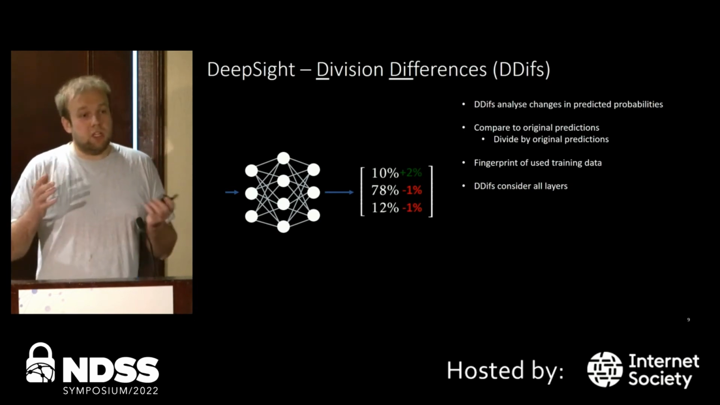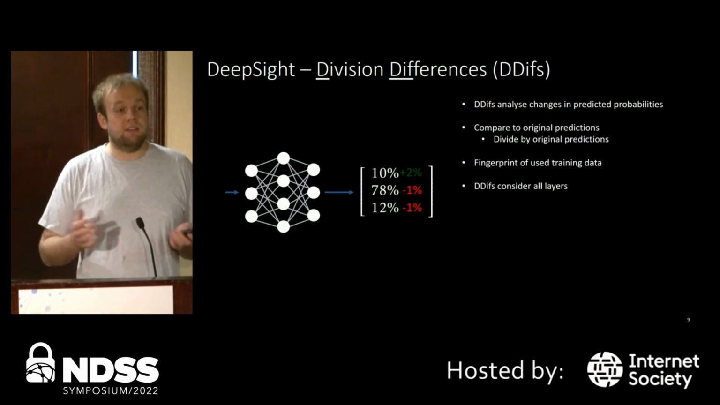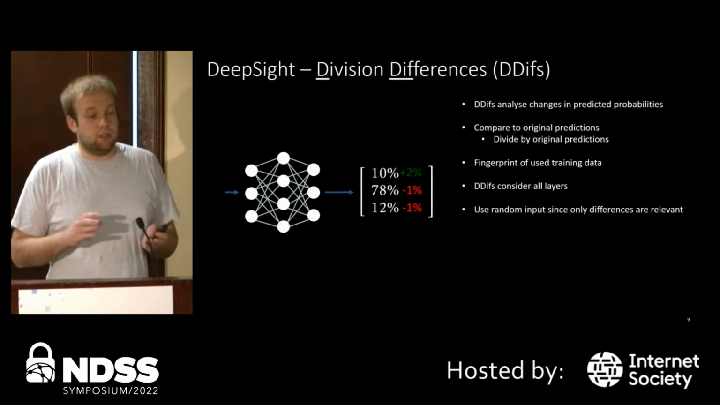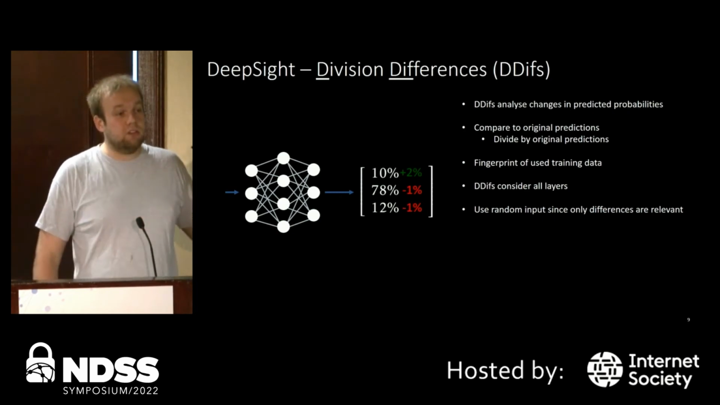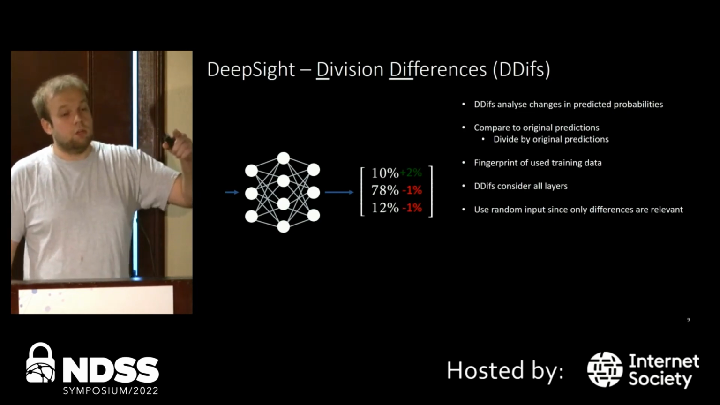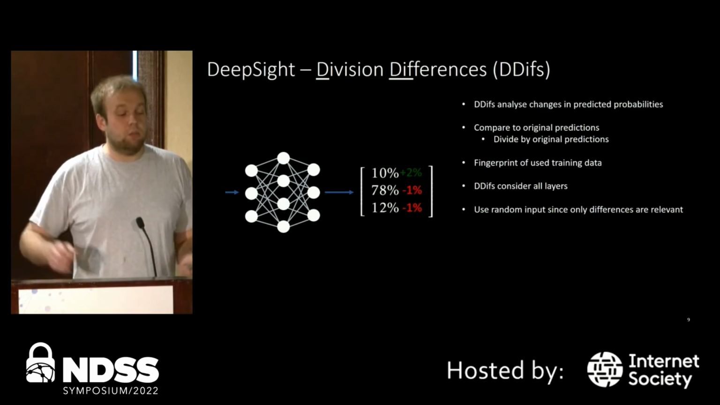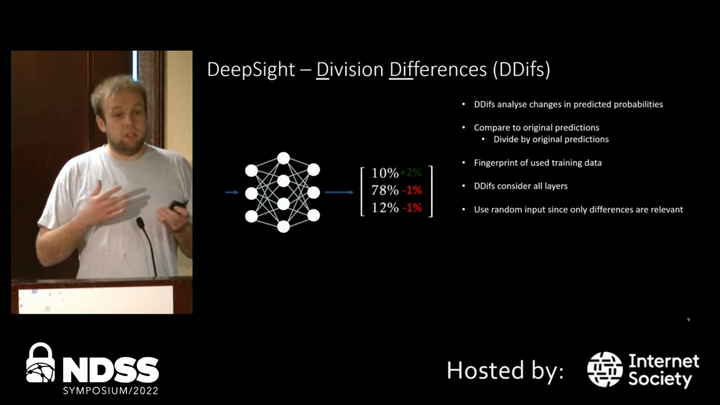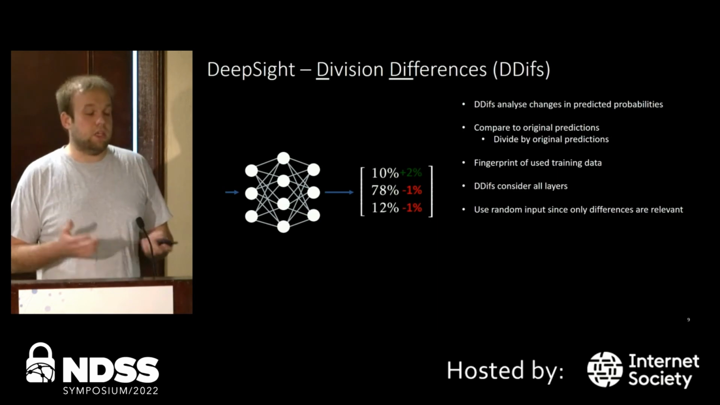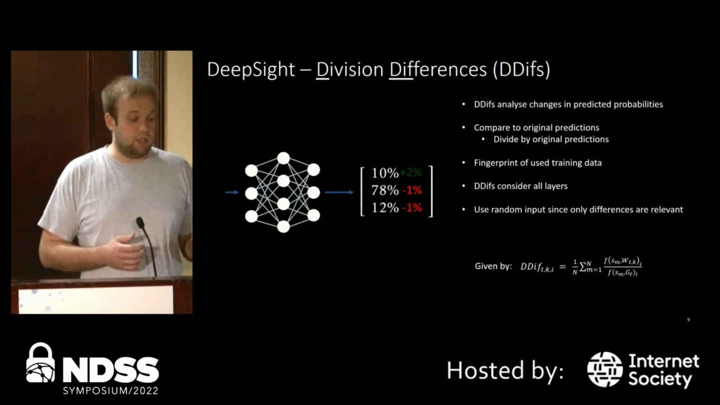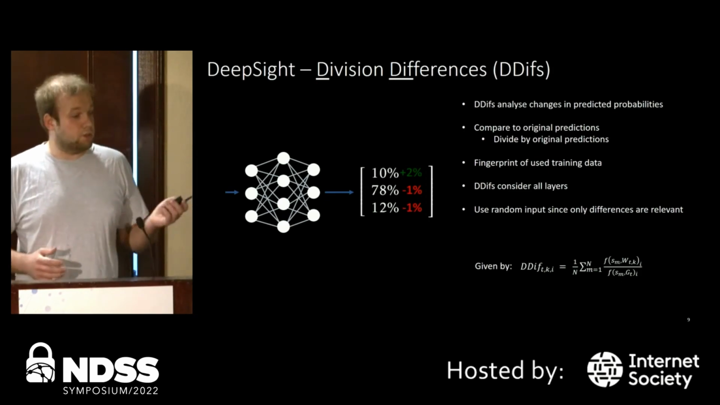It's not really realistic to assume that the server has this data, as the client won't share it. Luckily, we are only interested in the difference in the predictions. So we are not interested in the actual predictions, but just in the differences. Because of this, we can use random data here that the server can easily generate. And again, if you want a closer look at these techniques, please check out the paper.